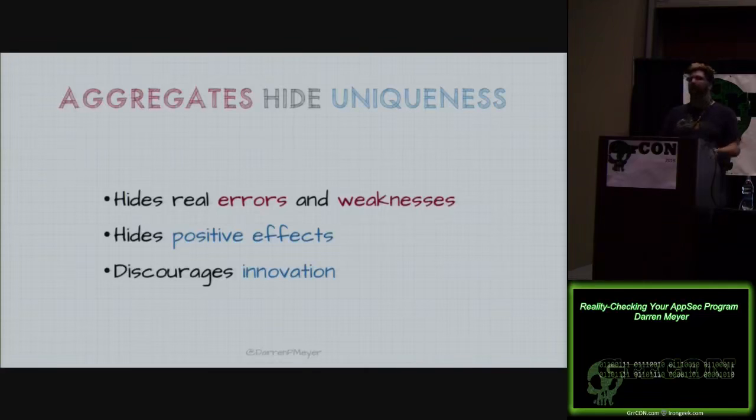Because we take averages, we aggregate, and then we try to find problems in those aggregate scores. And the whole point of aggregating is to smooth out error. But our job isn't to smooth out errors, our job is to find it and prevent it. It also has a flip side: it hides positive effects.